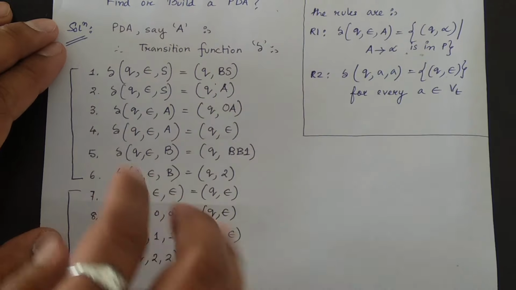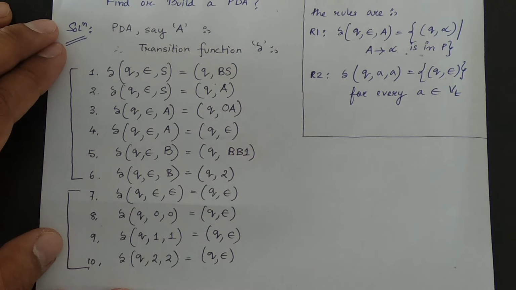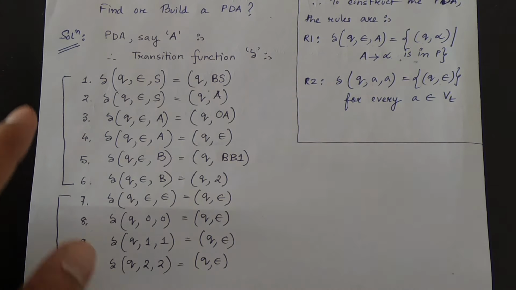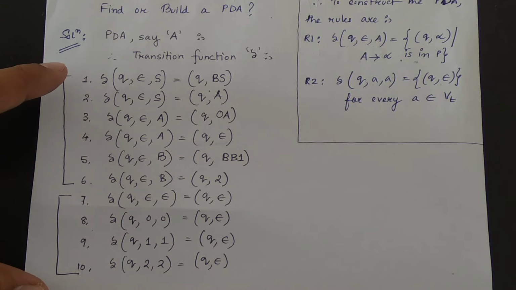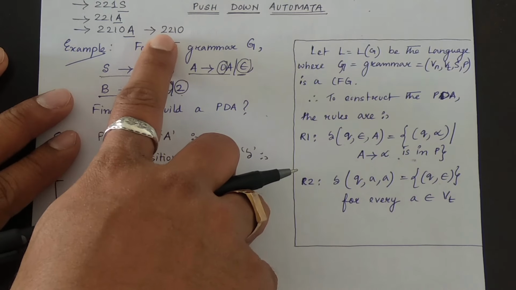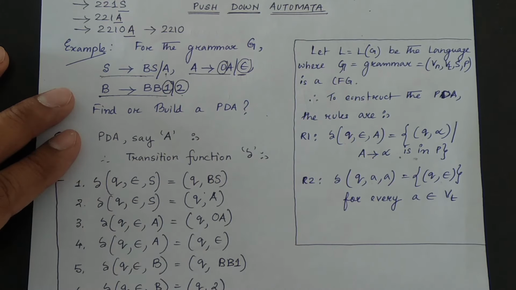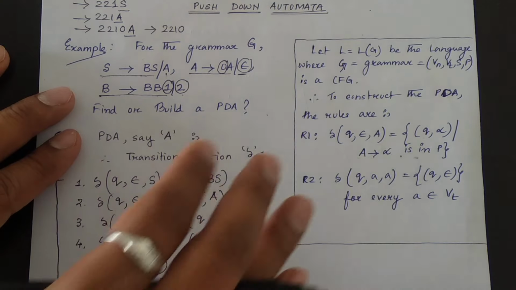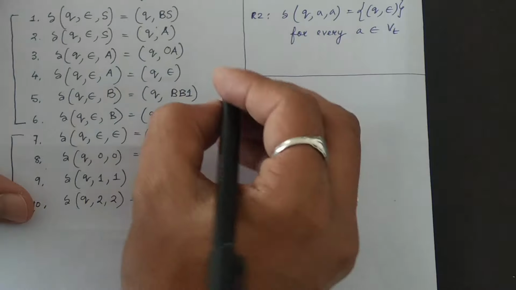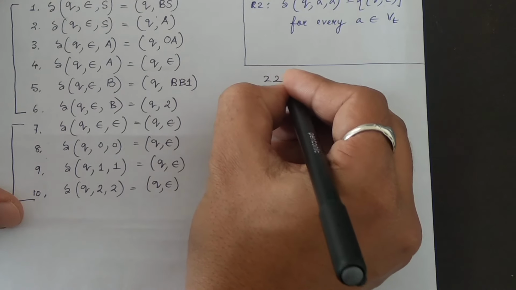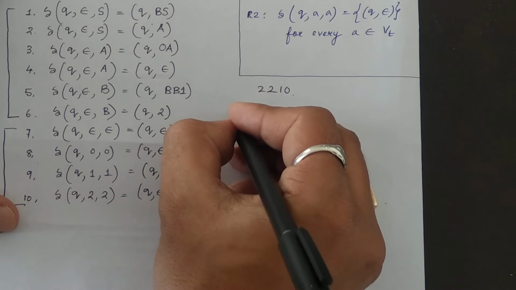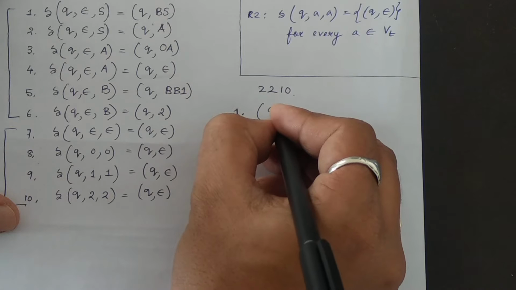Clear? So this is the PDA, this is the final answer for you, but there might be a question like this, that you have to test a particular string for the final PDA that you have constructed. Clear? So I have already derived this particular string 2210, and for this I will check whether this PDA is working successfully or not. So let us move into this particular topic. Now the string is 2210.